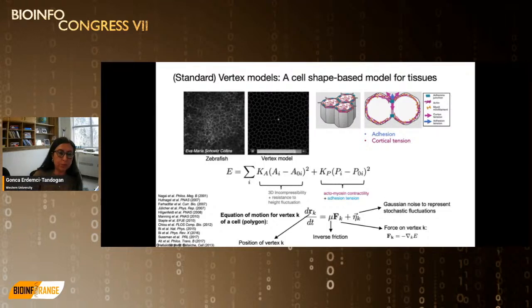And you can appreciate from this movie that the cells are jiggling, and that jiggling piece is where we do introduce some stochastic fluctuations. It's interesting, these models are quite simple physical models, but when these models first discovered a transition point, it was actually quite a big deal.